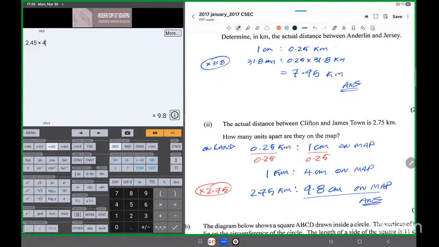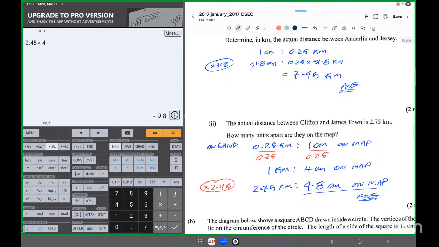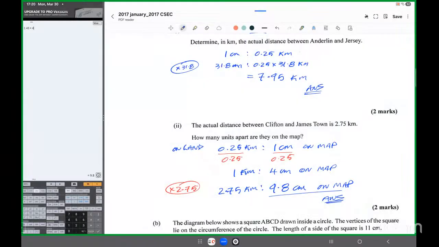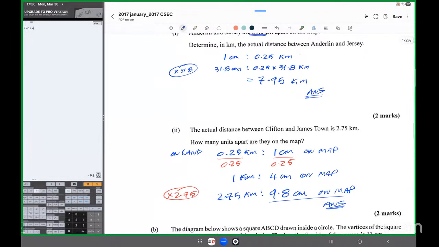So maps and scales and ratio and proportion questions can be done simply by multiplying and dividing by values to get the information that you want. Simple as that. All right? That is it. I'd advise you to go and redo the question. We're going to do this topic properly on Thursday. Spend some more time on it.